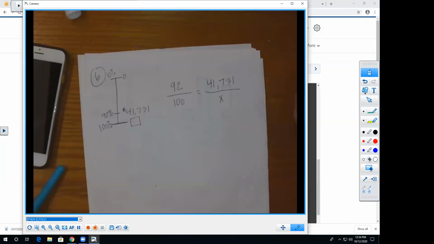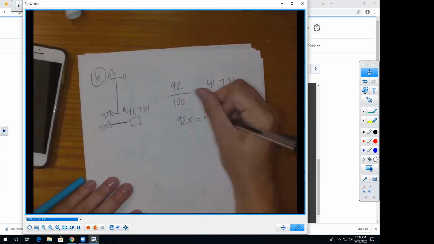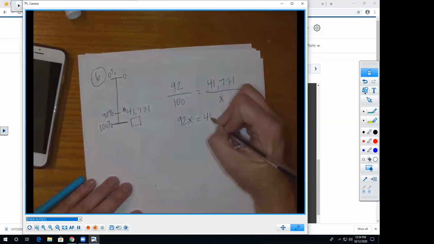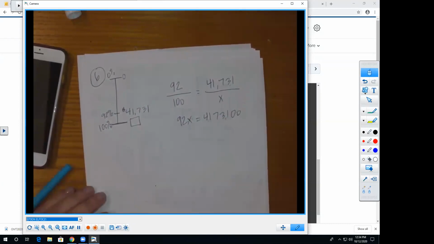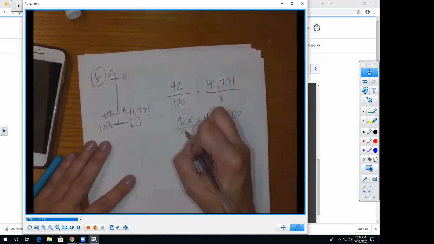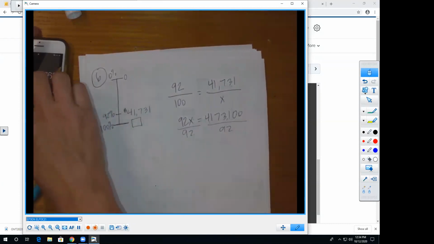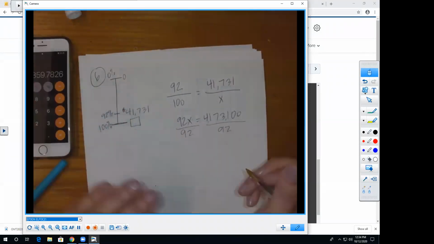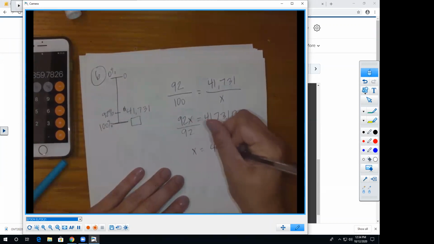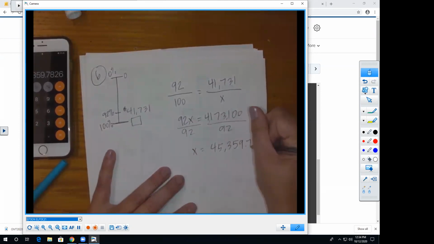Okay, so when we work this out, we get 92x equals 4,173,100. Divide that by 92. And from there, I got $45,359.78.